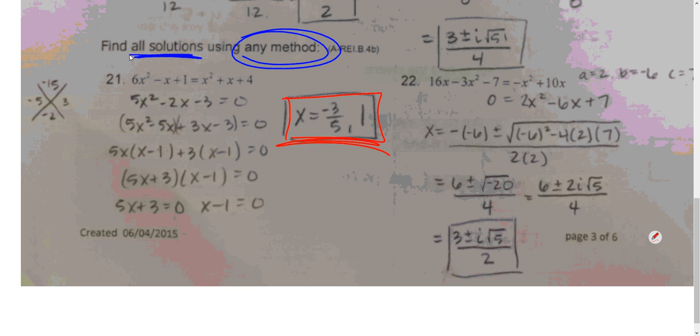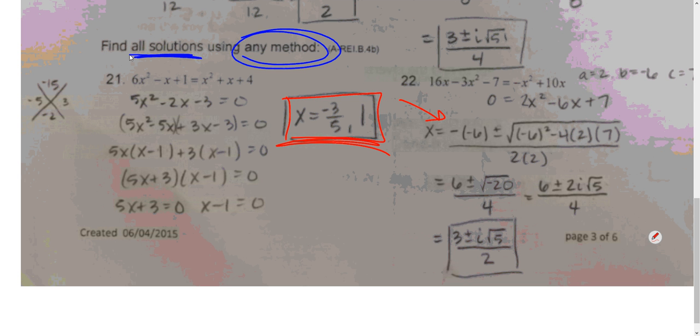So it looks like on number 22, once it was set equal to 0, this one looks like it would be a complex ABC, but if you made the list for 14, nothing is going to get you to 6. So complex ABC method is out. So that's why the quadratic formula was used.